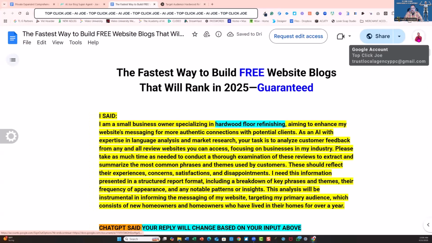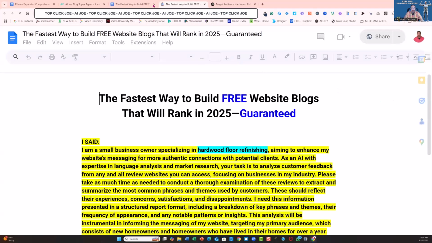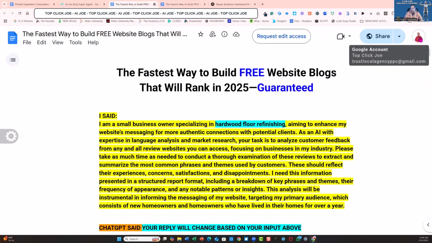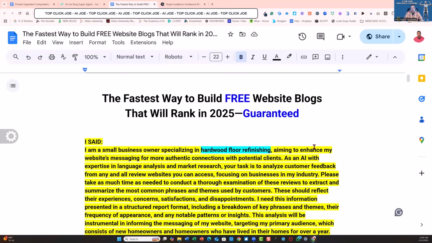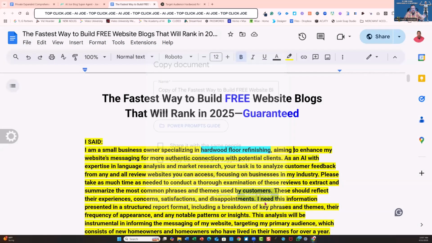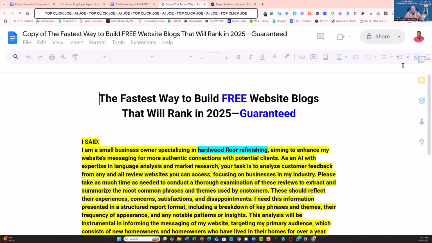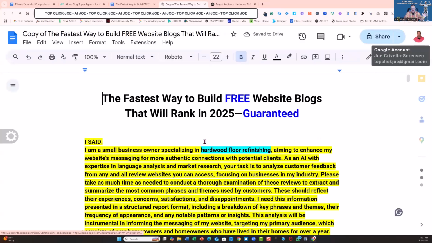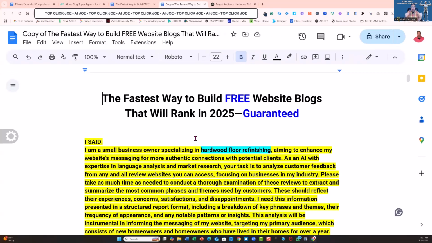And I need it to be in Top Click Joe, not my other one. Let me get rid of that one. All right, so I'm in mine right here, Top Click Joe. You won't be able to use this because I have view only, so you won't be able to change any of the words. All you have to do is go to File and make a copy, and make yourself a copy, and now it's your copy, and you can do anything you want with it. And start using it. Okay, so let's get started.